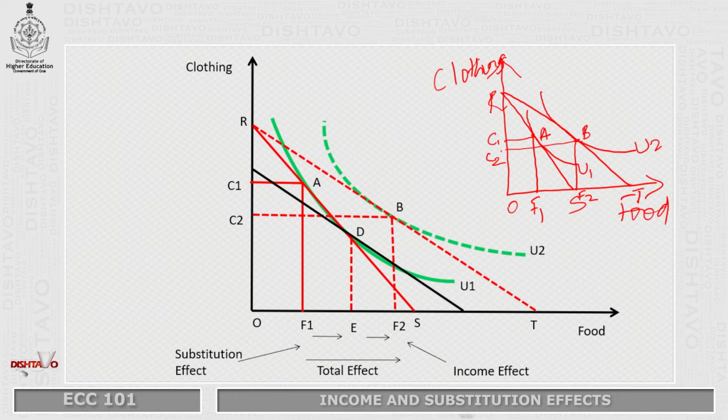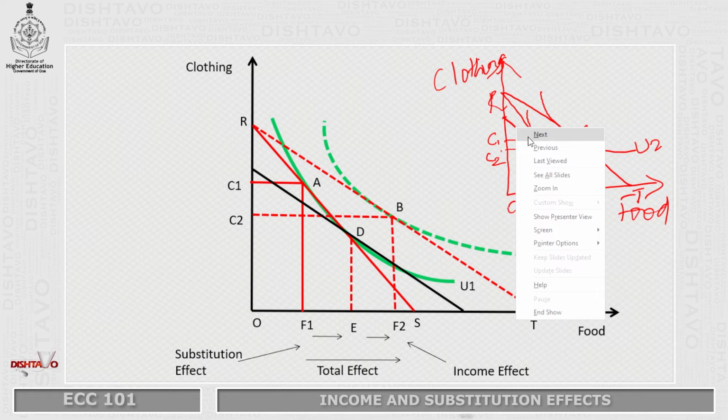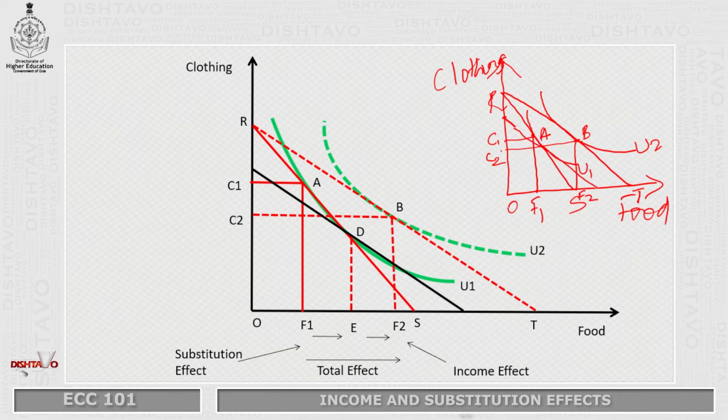Now to find out these two effects, the substitution effect and the income effect, we need to draw a hypothetical budget line. This imaginary budget line is shown as a black line which is passing through the old indifference curve U1. You see the black line, so I am drawing the same one. I have drawn a hypothetical budget line, the black line in the diagram.